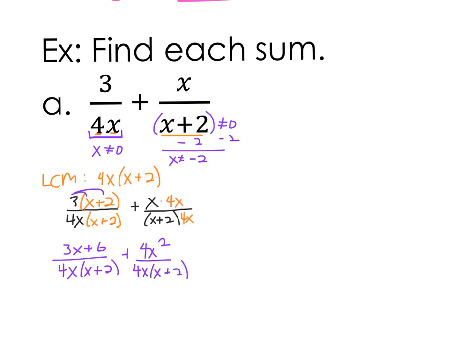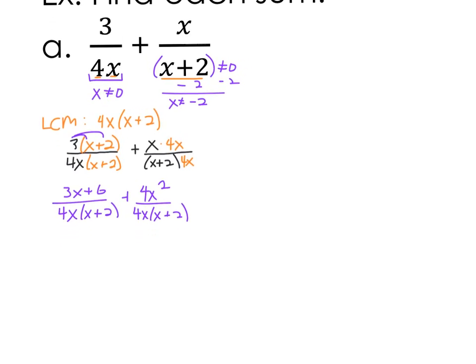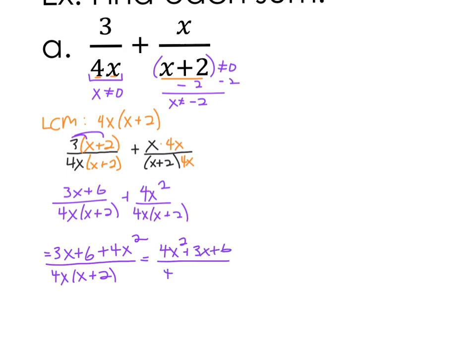And that's step 4. Now that we've converted each fraction, I'm just going to slide this up a little bit here. We're going to go on to step 5, combine the numerators, which means I'm going to take my 3x plus 6 plus 4x squared and put it all over one common denominator, 4x times x plus 2. So now I'm going to rewrite the top in standard form because it's quadratic. 4x squared plus 3x plus 6, just rewriting the form, all over 4x times x plus 2.